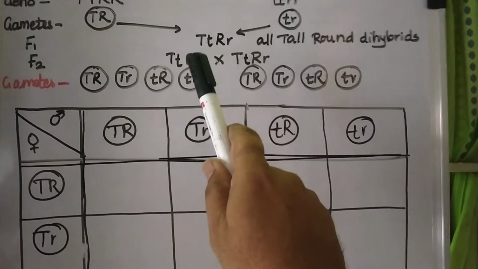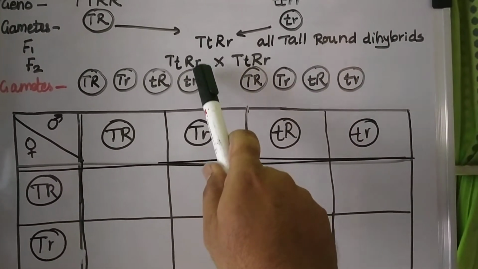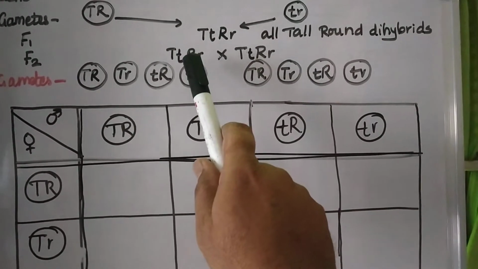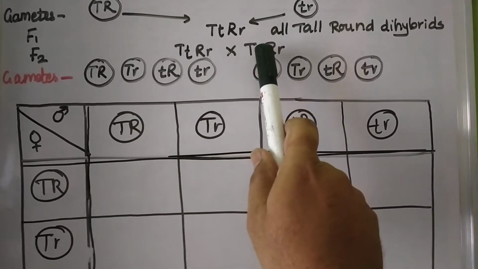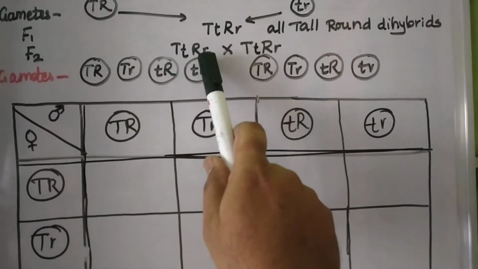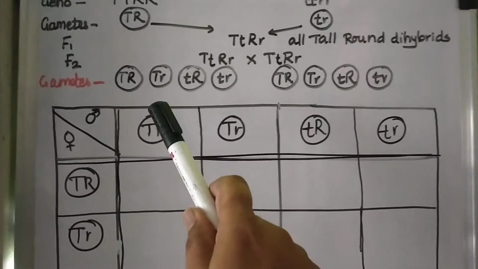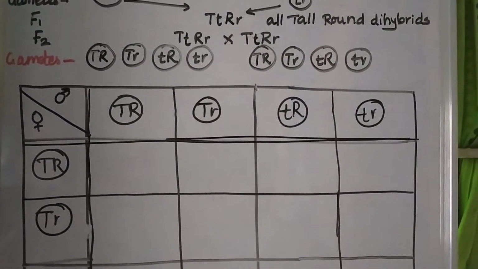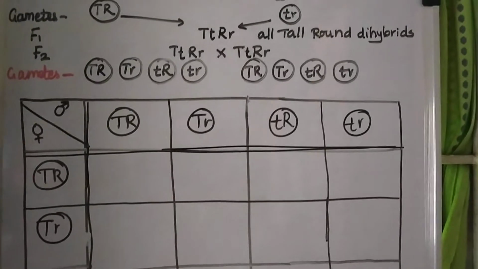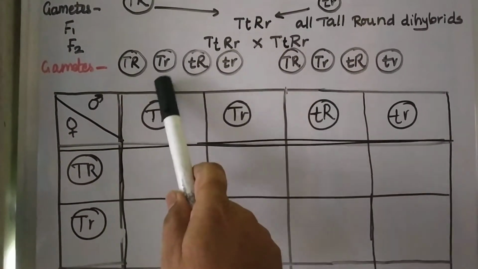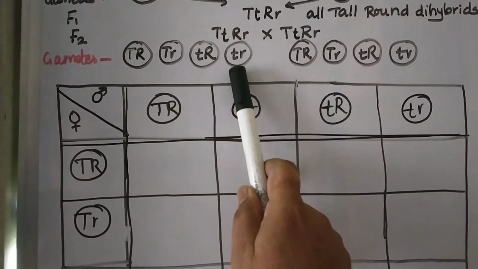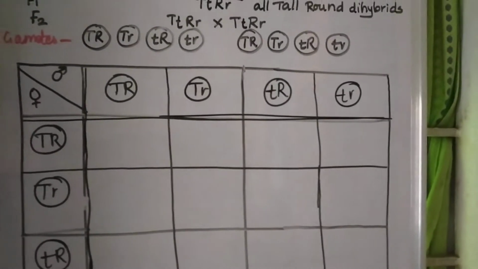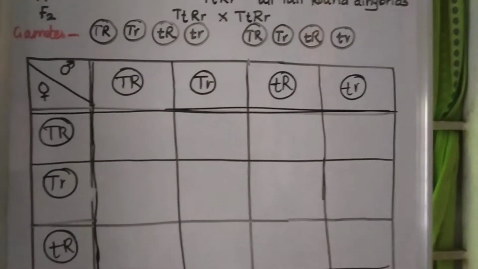What is F2? The F2 is the generation which is obtained by crossing, by selfing rather, the F1 individual. So I have taken here F1 crossed with F1, that is capital T, small t, capital R, small r crossed with capital T, small t, capital R, small r. And the gametes are here. Since this is double heterozygous, the gametes will be 2 raised to 2, that is 4. So I have written here capital T capital R, capital T small r, small t capital R, and small t small r. Similarly over here also. So there are 4 types of gametes of each parent.